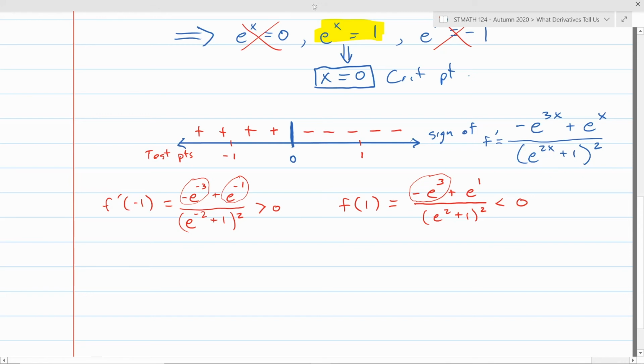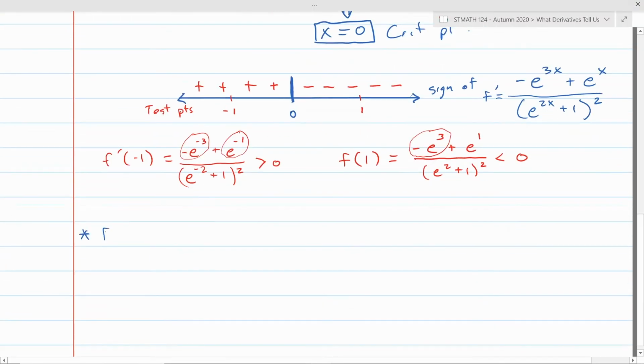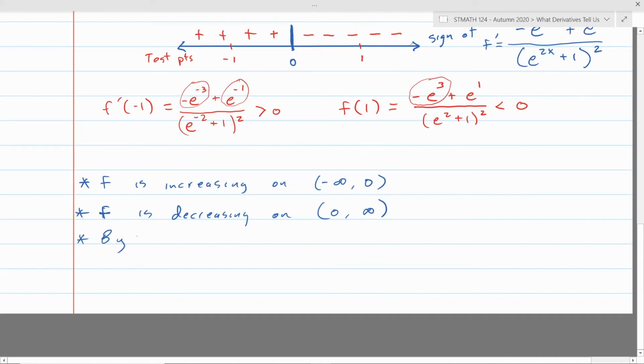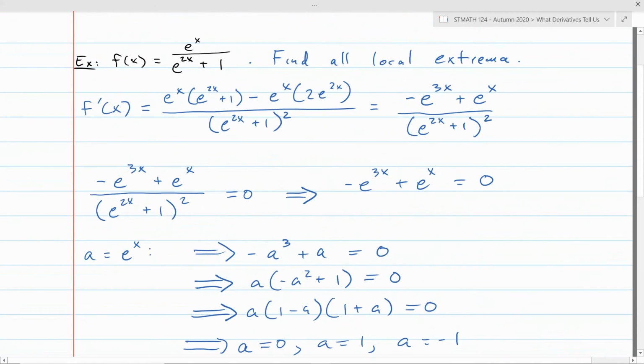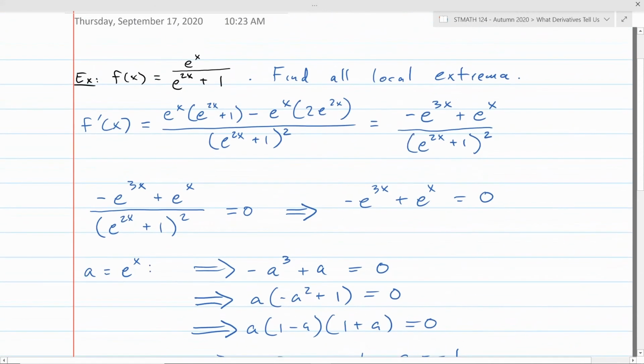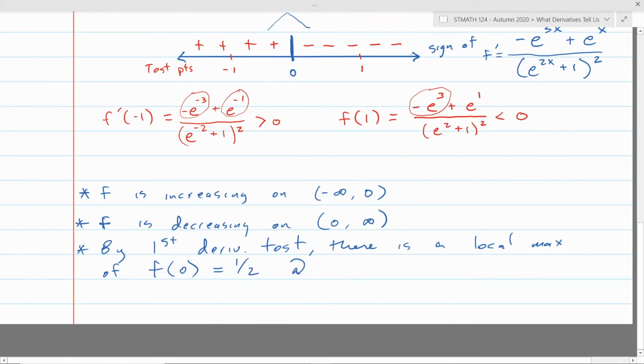Okay, so now I can tell from the sign chart that f is increasing on negative infinity to 0, and I can tell f is decreasing on 0 to infinity. And I can also apply the first derivative test. Since the sign is changing from positive to negative there at 0, I can tell it's going up and then it's going down. It's got a maximum there. There's a local maximum at x equals 0. And what would f of 0 work out to be? f of 0 would be 1 over 1 plus 1, which is 1/2.